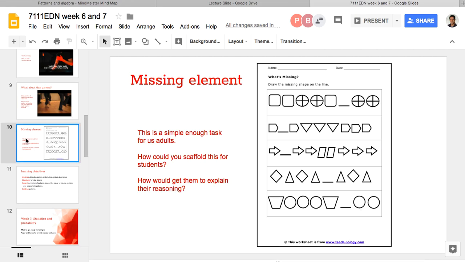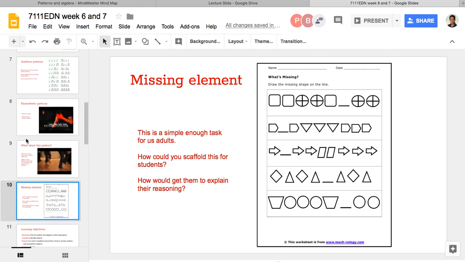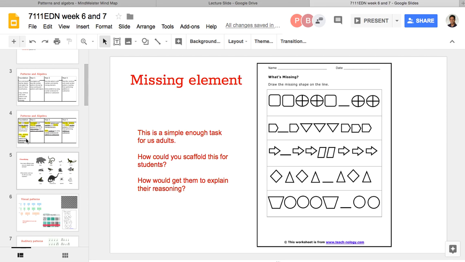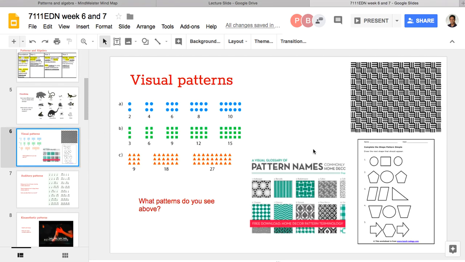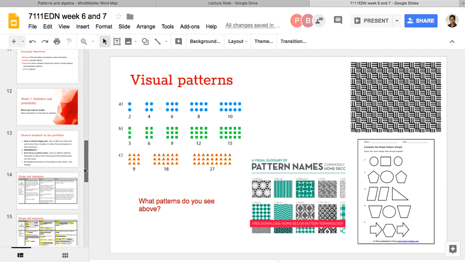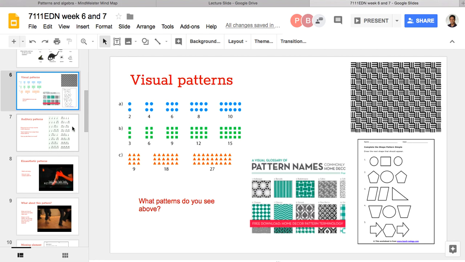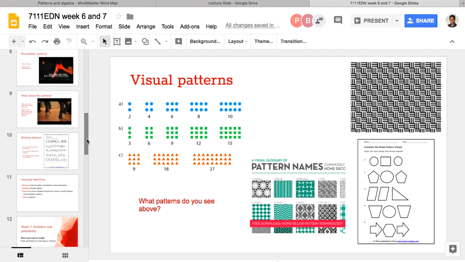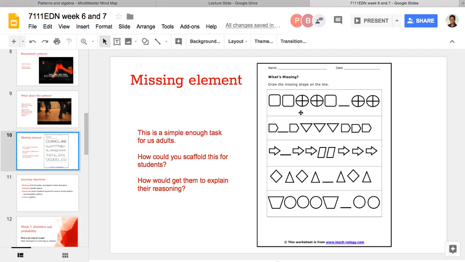Rightio, the last concept for patterns and algebra that we're going to talk about tonight is this one here, the missing element. So hopefully you can see, it's very much an extension of what we were doing earlier with the extender pattern, okay? Now what we're doing is, here's a well-established pattern. Now, what's the missing element?